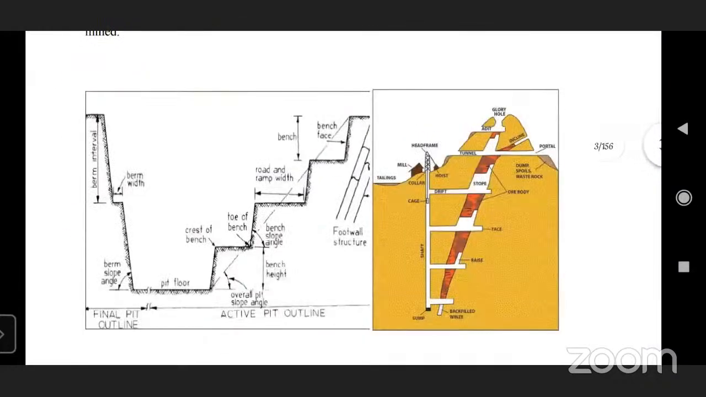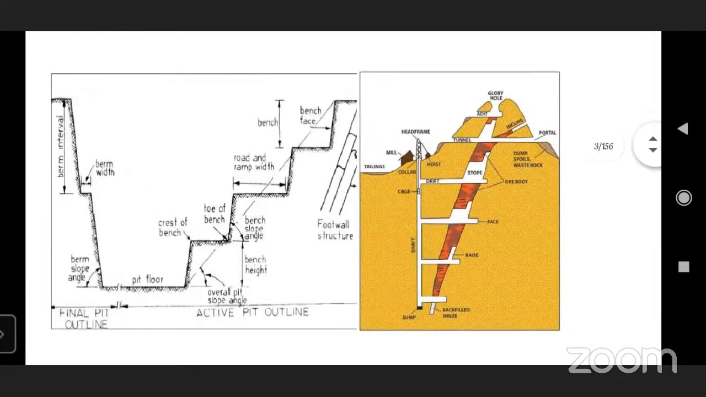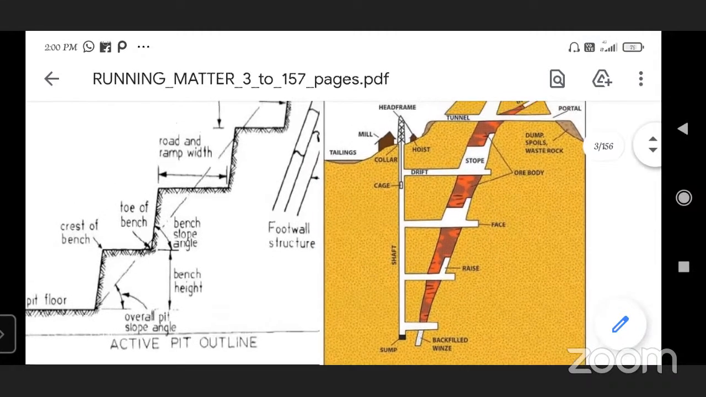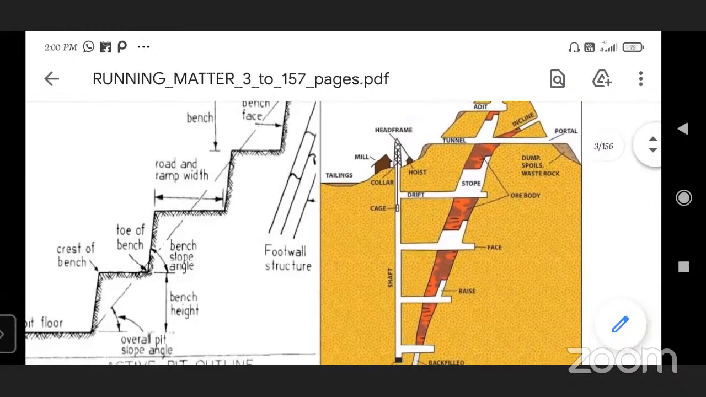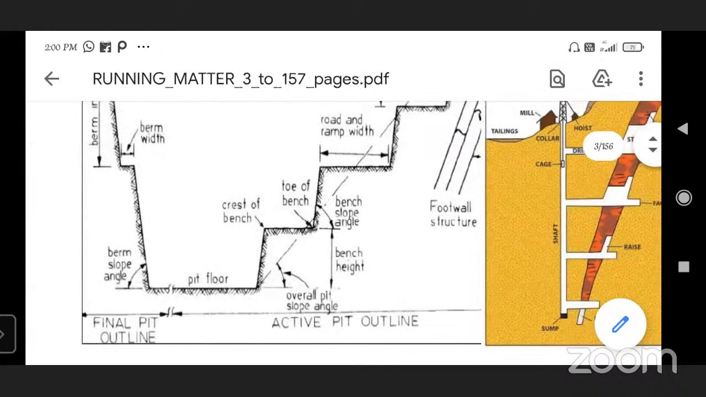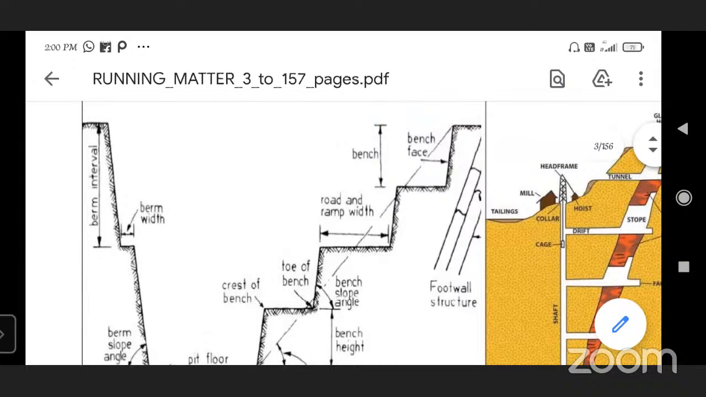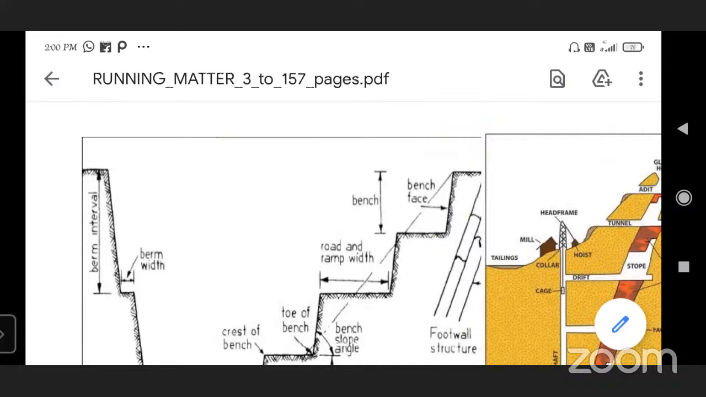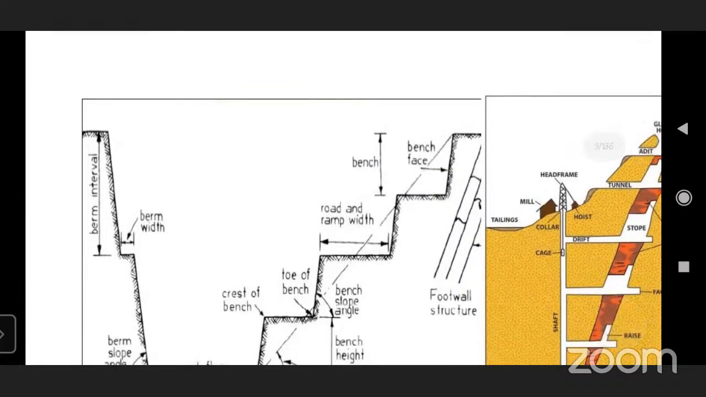Now look at this final pit outline, which shows very clearly how the mining activities proceed. This is the active pit outline. This is the berm interval. This is a bench face, so this is the bench method. This is one bench, and this is the road and ramp width.